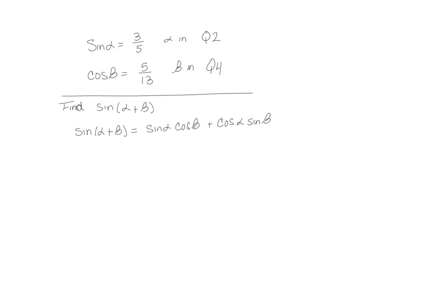Here's a problem that's a little bit more involved, but does still use the sum formula. So we're asked to find the sine of alpha plus beta. If we write down what our sum formula says, we've got sine of alpha times cosine of beta plus cosine of alpha times sine of beta. And some of these were given to us. Let's fill in what we have.